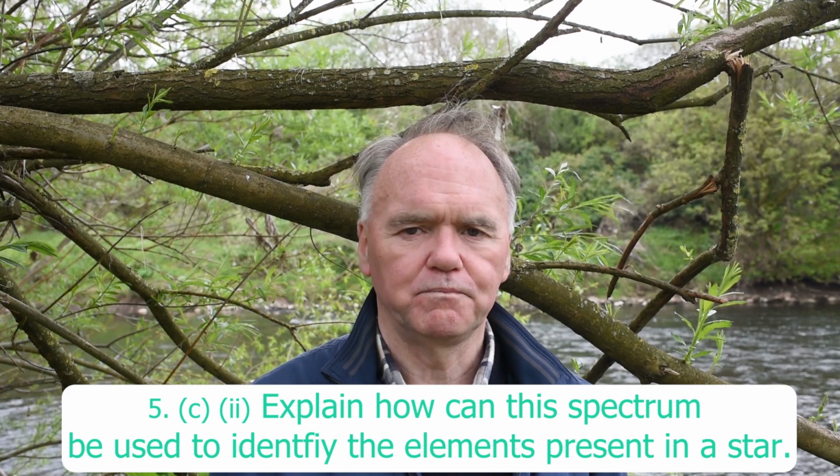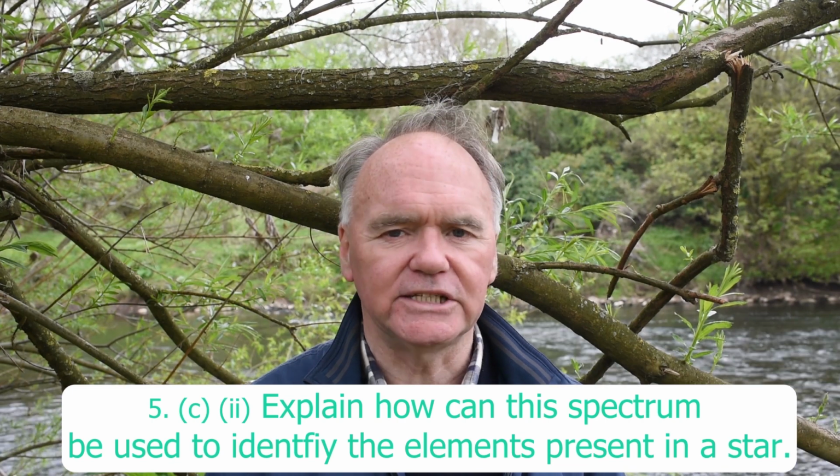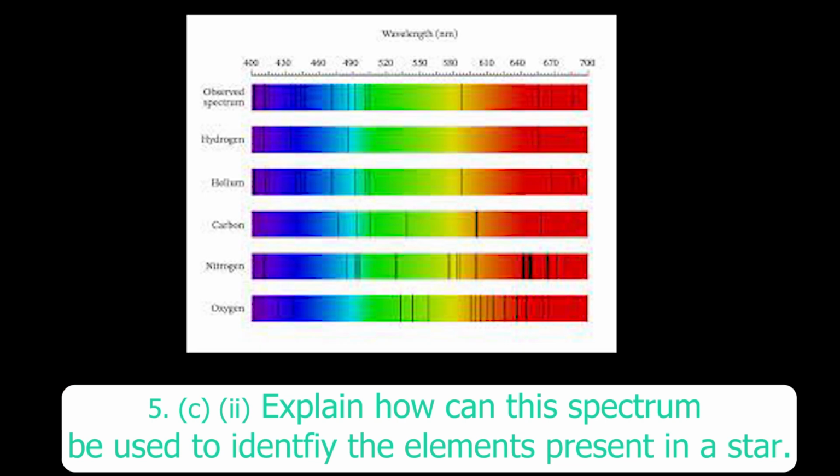Now we know what colours are absorbed by each gas. So by comparing our starlight spectrum with what we know about absorbed colours from the gaseous element, and if it matches, we know the element present in the atmosphere of our star. And that's how we use absorption spectra to identify the elements in stars.